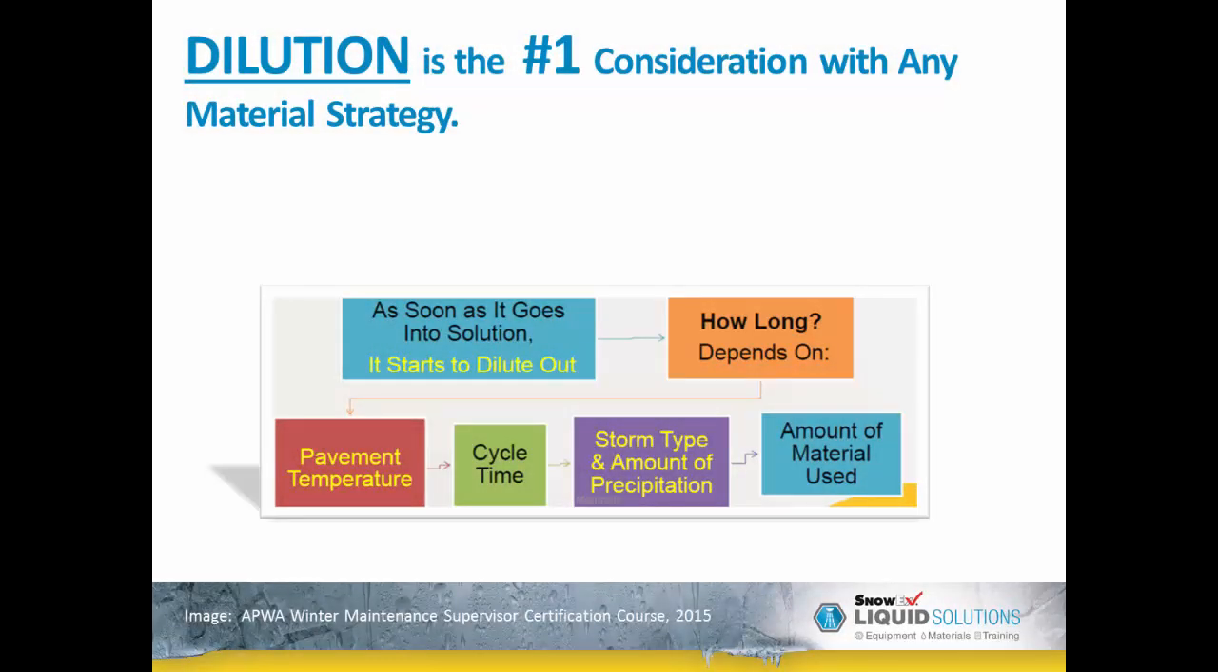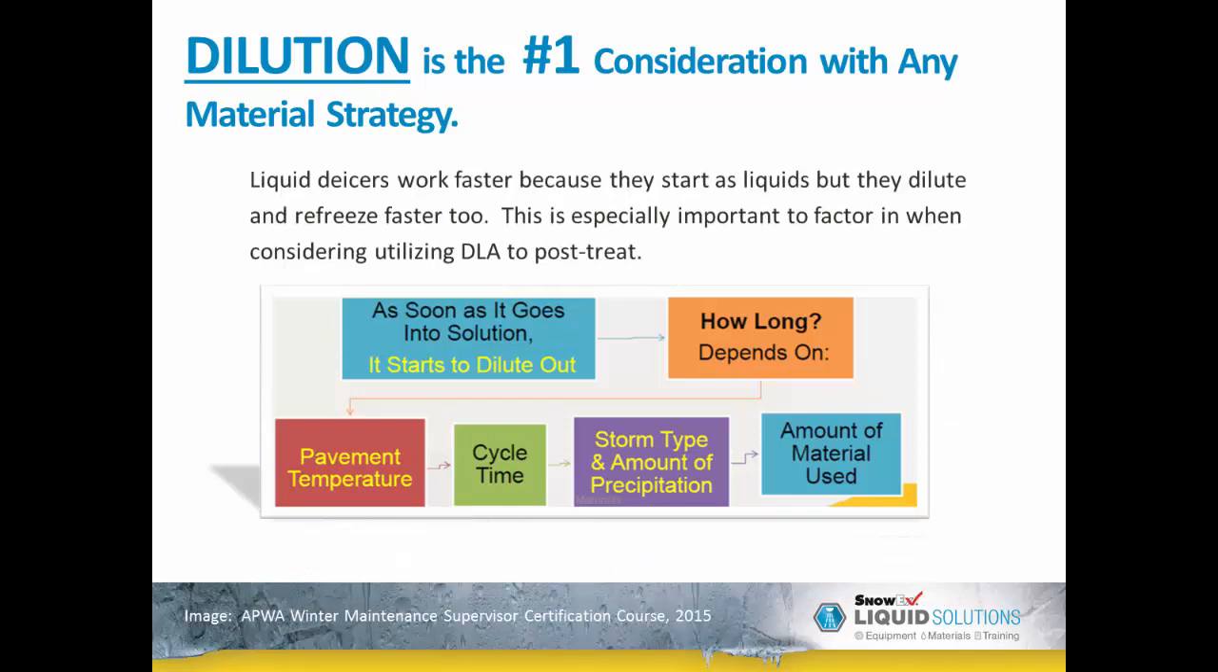When post-treating with DLA, dilution and refreeze become especially critical to material strategy and application rate decisions. Liquid de-icers work faster, but because they start as liquids, they dilute and refreeze faster too. Assessing the various factors that impact dilution will dictate if post-treating with DLA is the right choice in a given situation and determine the appropriate application rate and cycle time to prevent refreeze. This skill, or art, is acquired and perfected from experience executing these strategies over time and under varying conditions.